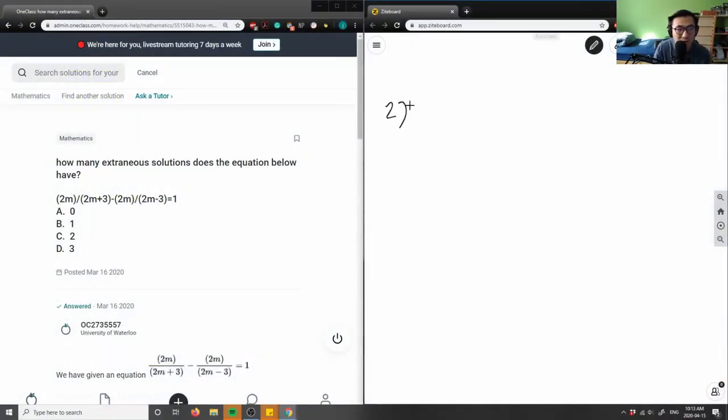So how many extraneous solutions? And let me just write this out. So I have 2m divided by 2m plus 3 minus 2m over 2m minus 3 equals 1. So again, we're solving for our extraneous solutions. So what does it mean when we talk about extraneous solutions? We're talking about kind of holes or discontinuities, specifically a removable discontinuity in our equation here.